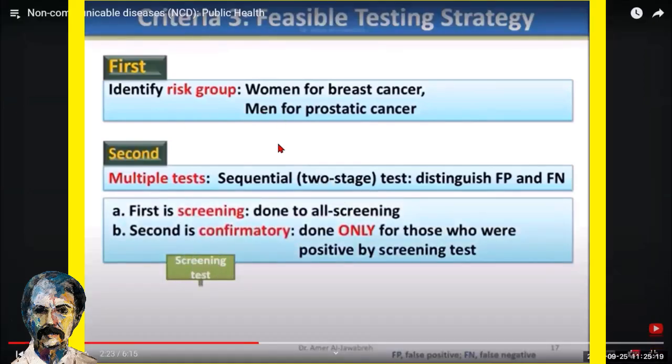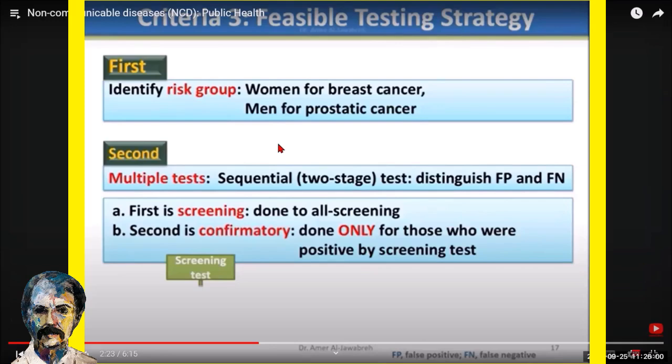So this is criteria 3, feasibility and testing strategy. First, in order to run a screening program, we have to identify our risk group, such as women above 35 if you are going to screen for breast cancer, or men above, let's say, 50, if you are going to screen for prostate cancer. So the first step is to identify the risk group. This will make life easier for you. It will save lots of money, save lots of resources, and so on.